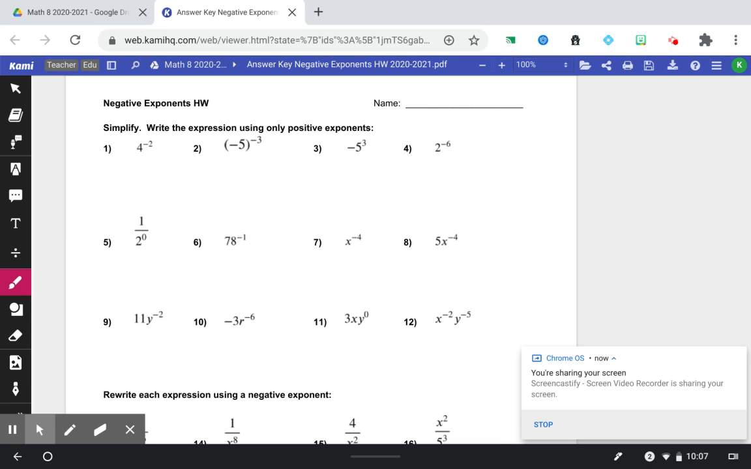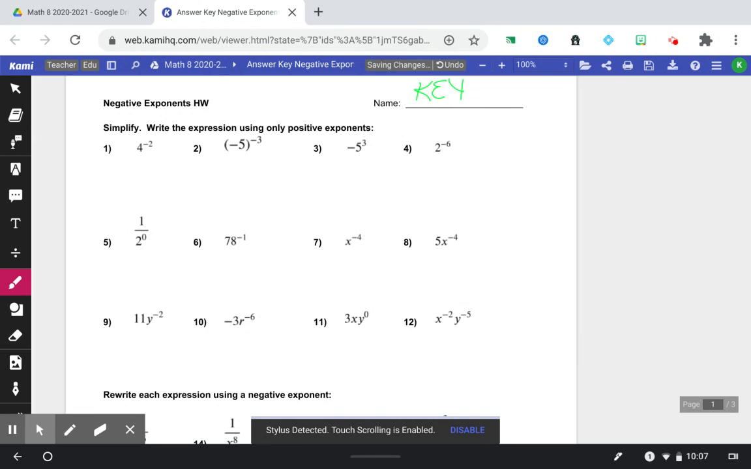Hi guys, here are the answers to the negative exponents homework. I'm going to talk through each problem in case you had questions on them, but feel free to fast forward to particular questions that you had trouble with.